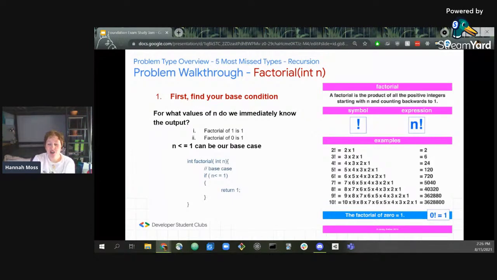So to create a recursive function which outputs the factorial of a value, first we'll find our base condition. So to find our base condition, we need to think about all the values of factorial, which we immediately know the answer. So for factorials, that's 2 values. For an input of 1, we know that the factorial of 1 is 1. And we also immediately know that the factorial of 0 is 1. So our base case is n less than or equal to 1. And when we hit n less than or equal to 1, we know we can immediately return 1.